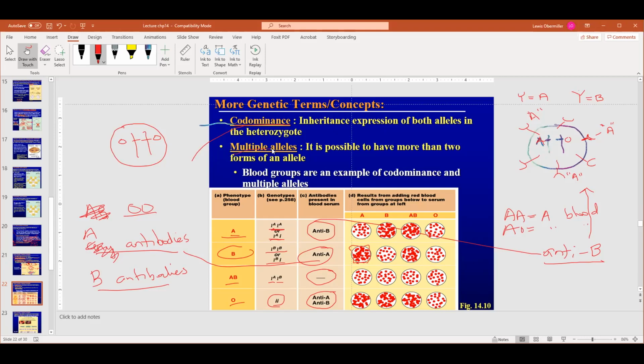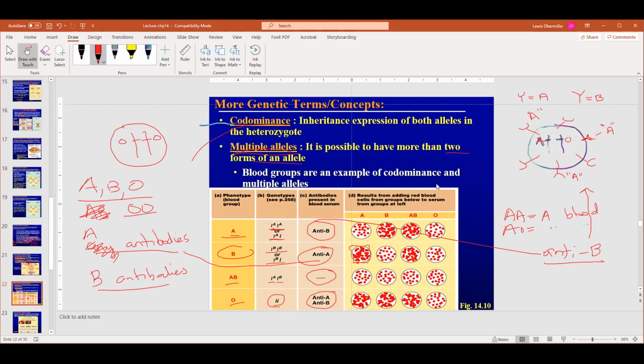Also, blood type has to do with multiple alleles, because now we're not just talking about, are you purple or white? Are you red or white? Are you round or wrinkled? Are you green or yellow? Now we're talking about 3 different possibilities, like an A, B, and O. And that's sort of similar to hair color, like you can have black and brown and red. And that's what we mean by multiple alleles, like it's more than 2.